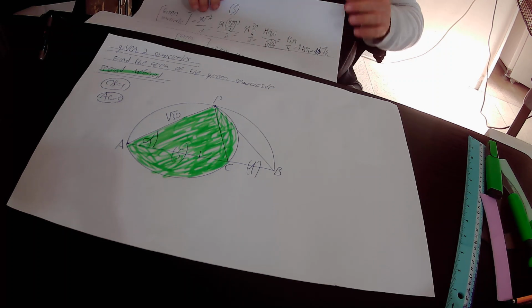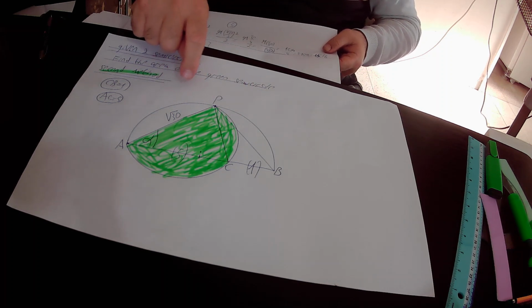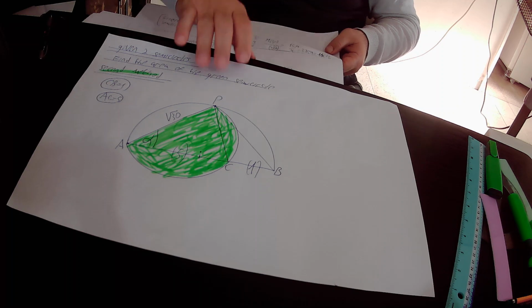We finish with the first method. In the next step I will present to you how to find the area of this green semicircle according to the second method.